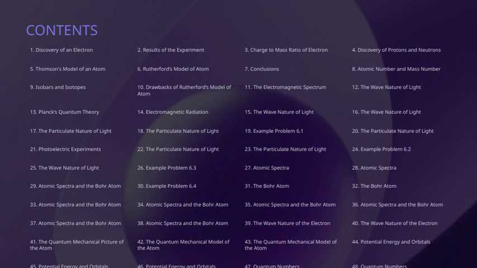Let's take a look at slide 2. Here, we see the contents of our presentation laid out clearly, starting from the very beginning with the discovery of the electron. From there, we move through key concepts like Rutherford's model of the atom, which was groundbreaking in its time, but also had its limitations. We then explore the electromagnetic spectrum and how electromagnetic radiation plays a crucial role in understanding atomic behavior.